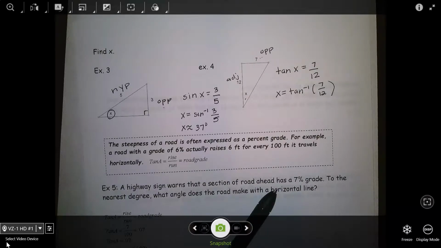I'm not going to really show you the calculator this time, but I'm doing the inverse tangent. And I'm getting that's about 30 degrees.